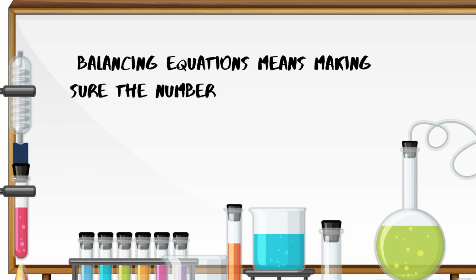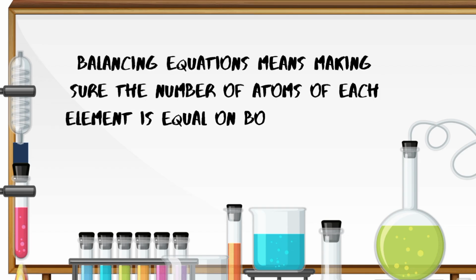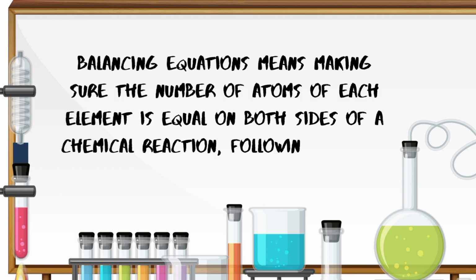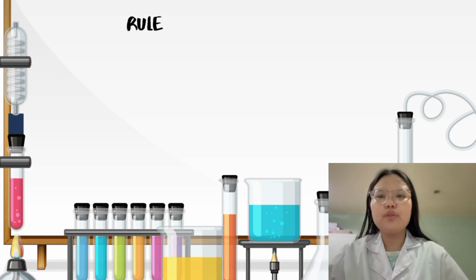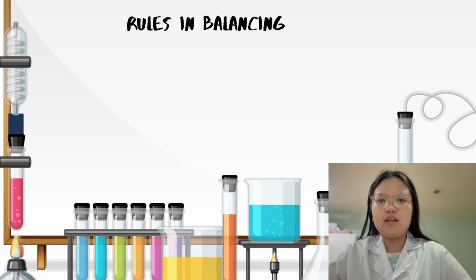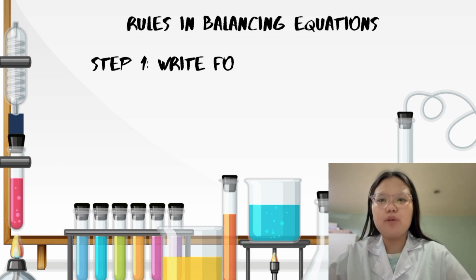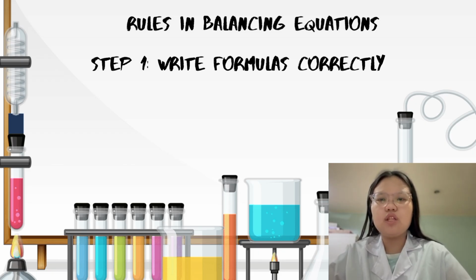Balancing equations means making sure the number of atoms of each element is equal on both sides of a chemical reaction, following the law of conservation of mass. Rules in balancing equations. Step 1. Write formulas correctly. Don't change subscripts. Only add numbers in front. Those are called coefficients.